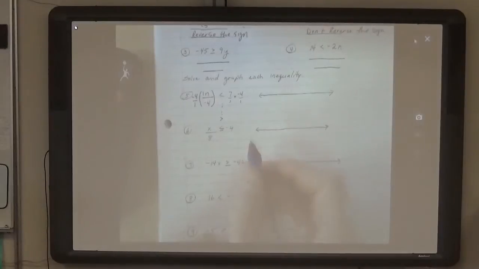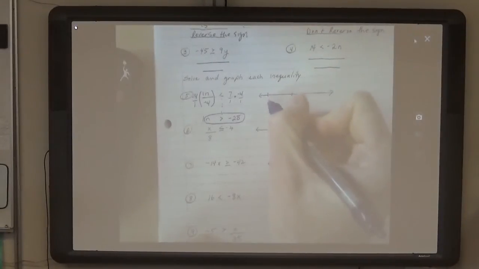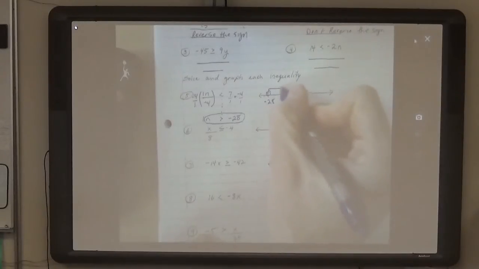So in order to get the solution, you have to do 7 times negative 4. That's negative 28. And on the other side, since we multiplied by the reciprocal, we're left with 1n. And so n is greater than negative 28. Now, graph it by marking the number. You have to use an open dot, and n is greater than. We have to arrow to the right.